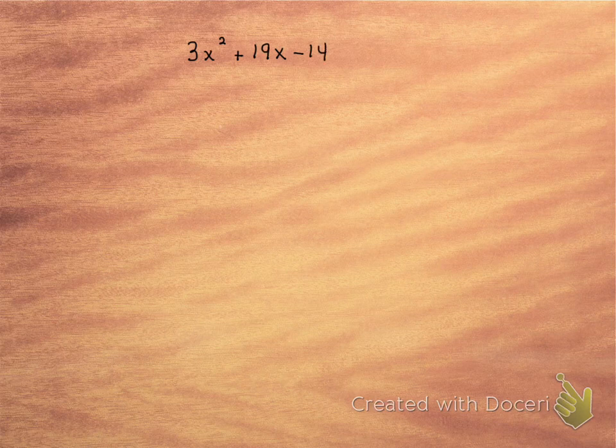Okay, we'll start with the GCF. 3 doesn't come out of anything there. And because we don't have an x here, we can't factor out an x either. So we're stuck with what we got.